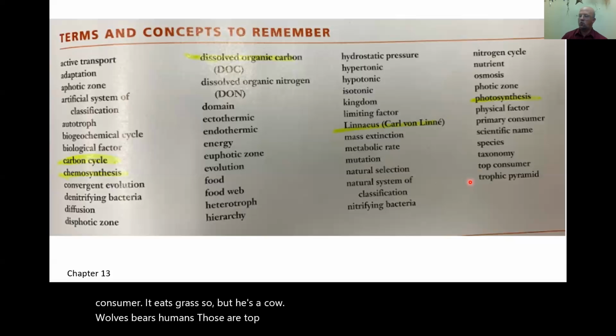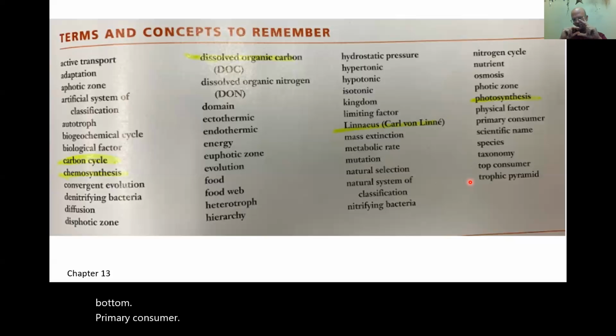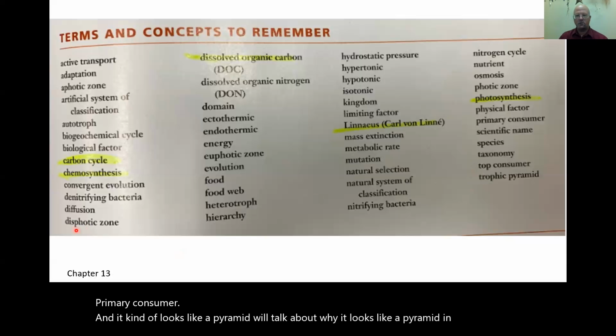And then finally, trophic pyramid. Trophic pyramid is kind of like the hierarchy we talked about, where you have the top consumer at the bottom, primary consumer, heterotroph, and it kind of looks like a pyramid. We'll talk about why it looks like a pyramid in class. So that does it for chapter 13.